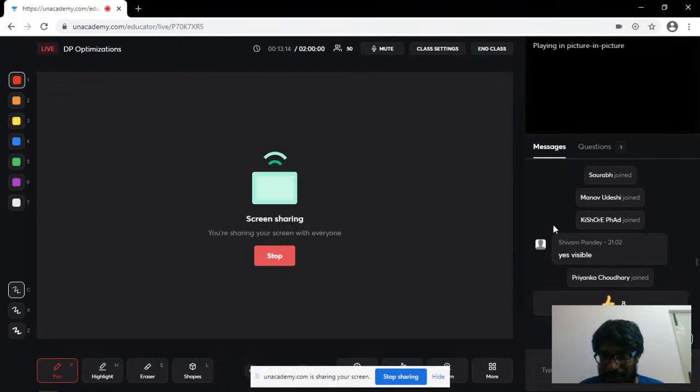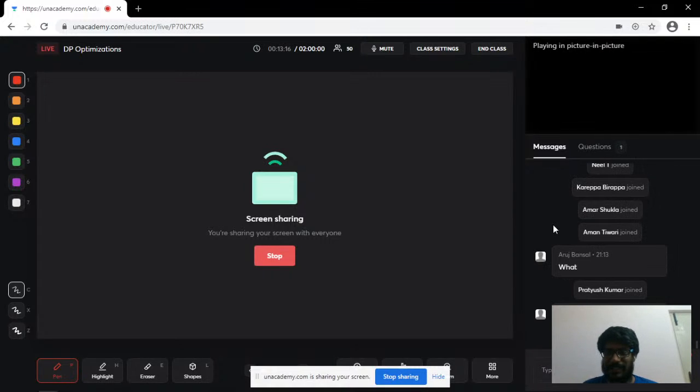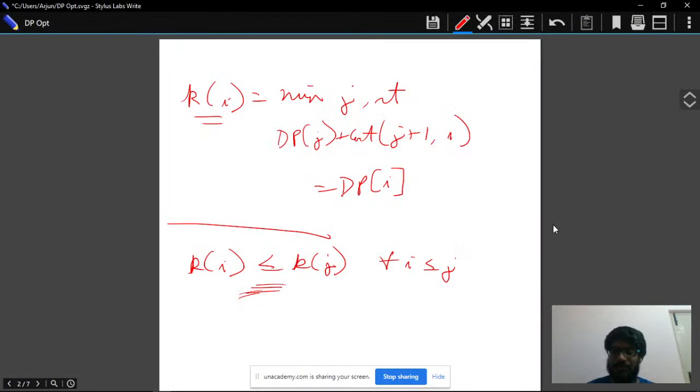Yeah, split screen might work. True. I'm just lazy to fix that properly.